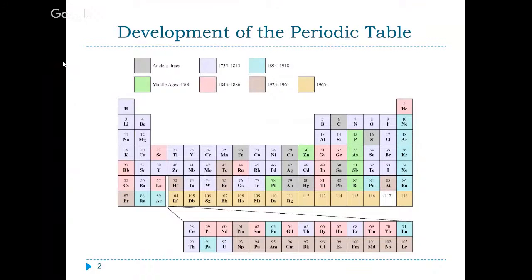So first, let's just take a look at the development of the periodic table in terms of when elements were discovered. We can see that in the Middle Ages, platinum, zinc, phosphorus, arsenic, antimony, bismuth. In ancient times, pre-Middle Ages, you have your iron, copper, silver, gold, a lot of the standard metals that we think about. As times went on, of course, we discovered more group 1, group 2 metals. Our halogens were discovered, and then studying noble gases.